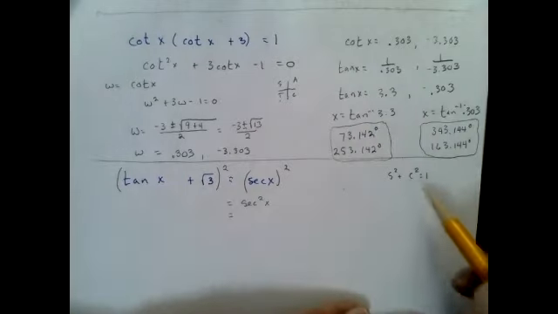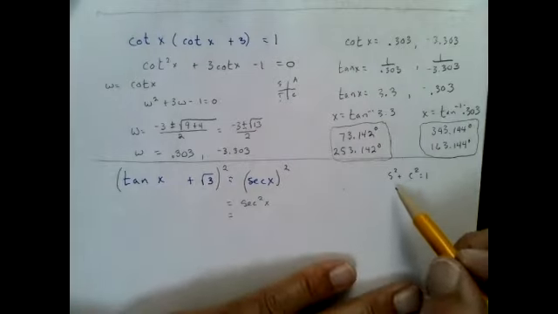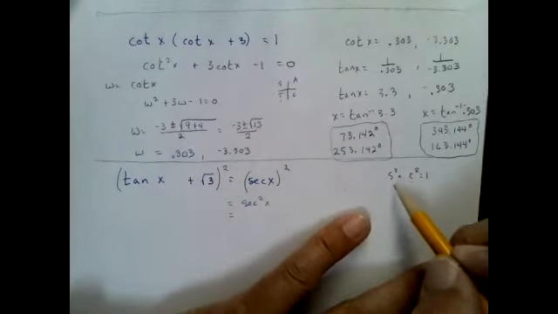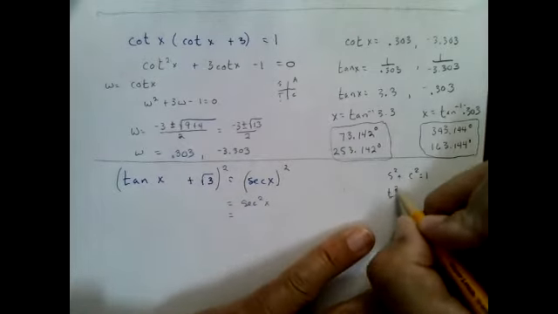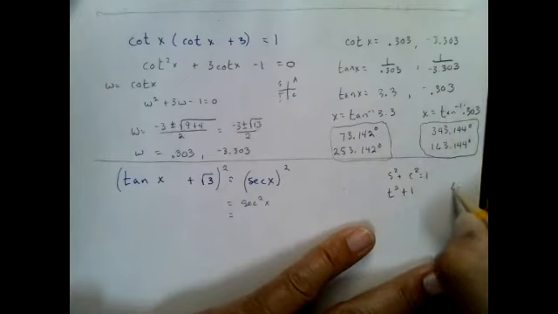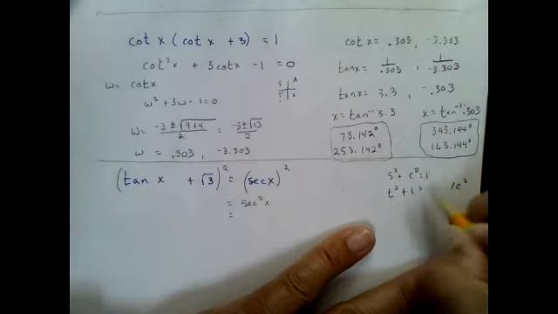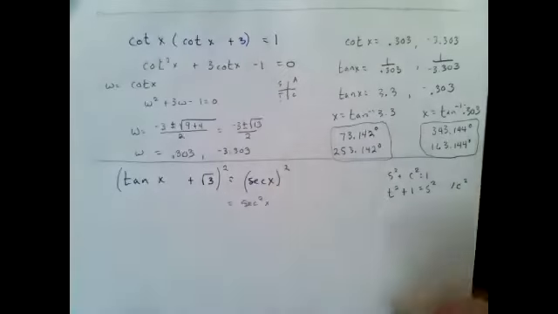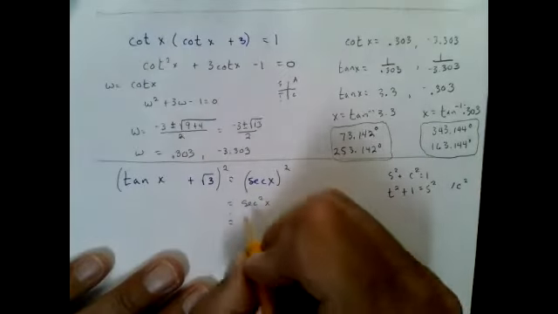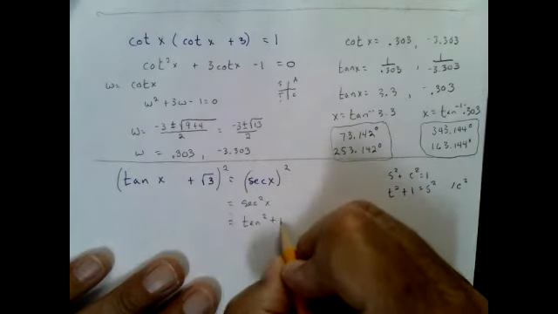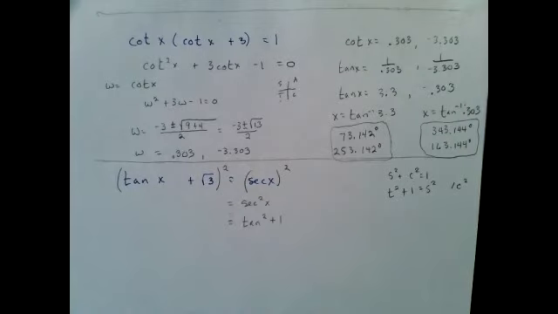I need my little cheater here. If I divide by the cosine squared, sine squared divided by cosine squared is tangent squared. If I divide this by cosine squared, it's 1, right? And this becomes secant squared. Nice. I can replace secant squared with tangent squared plus 1. Nice.